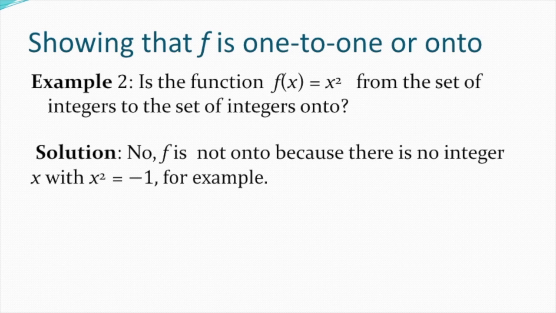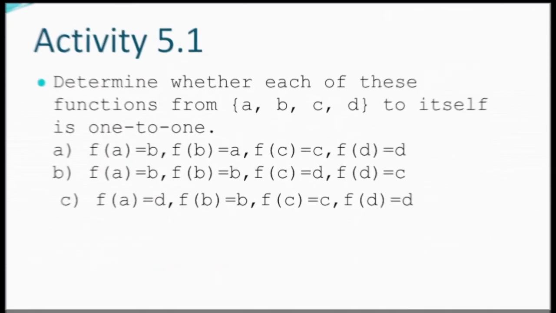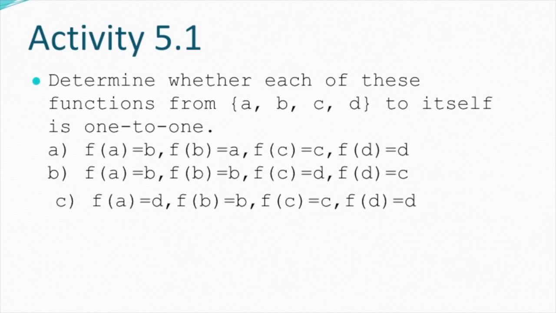Let us now try this ourselves so we can practice and test the knowledge that we gained. There is an activity in the classroom page. You can see the same exercise there if you like, or you can do it here from the slides. In this activity, we want to determine whether each of these functions from the set A, B, C, D to itself is one-to-one. Now in 1, we have f of A equal B, f of B equal A, f of C equal C, f of D equal D.